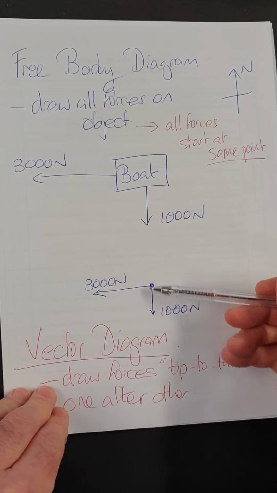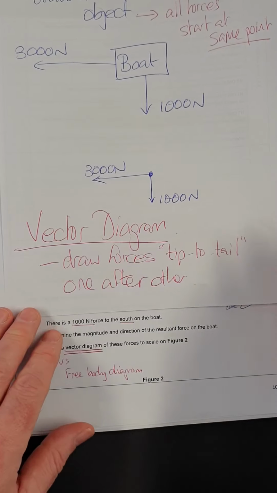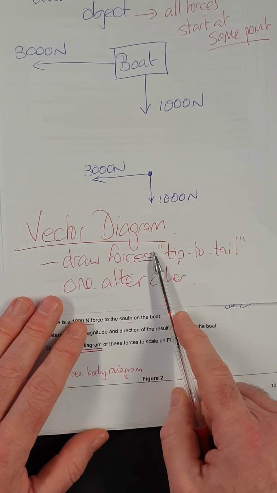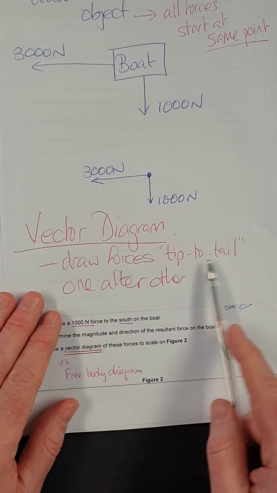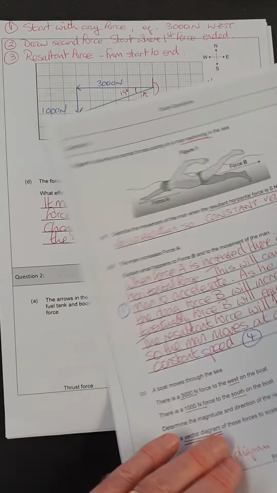So all the forces are coming from the same point. They're coming from the object. In a vector diagram, this is not what we draw. We draw the forces tip to tail, one after another. So let's see what that looks like.